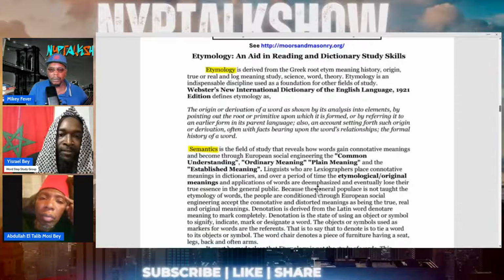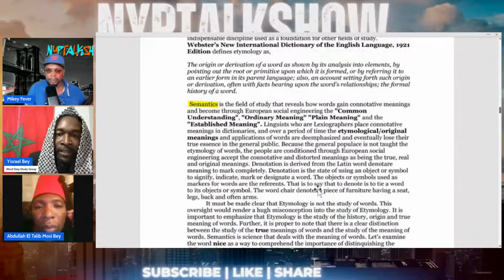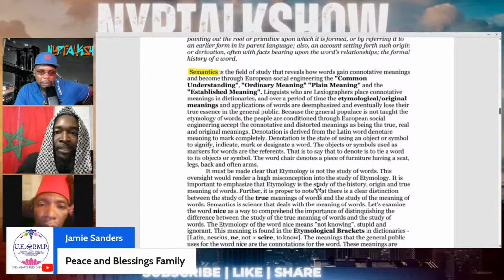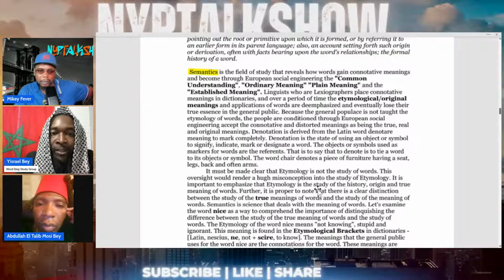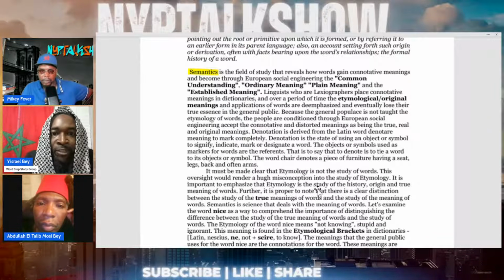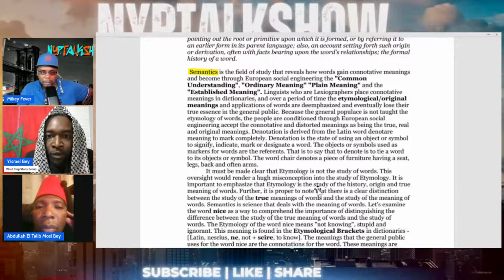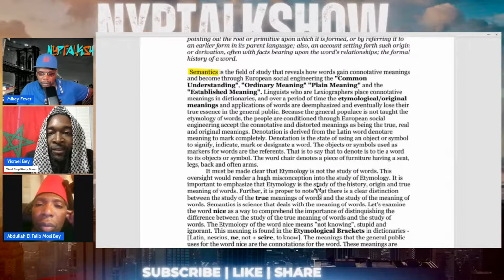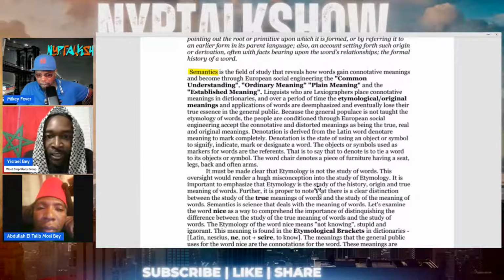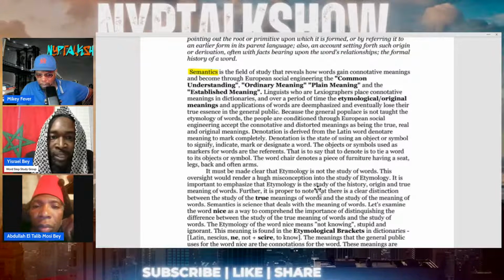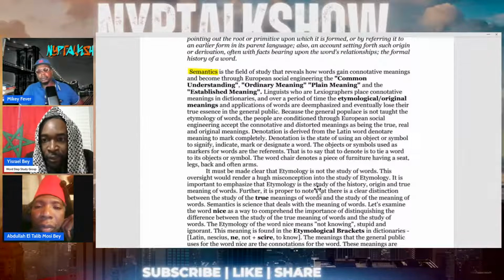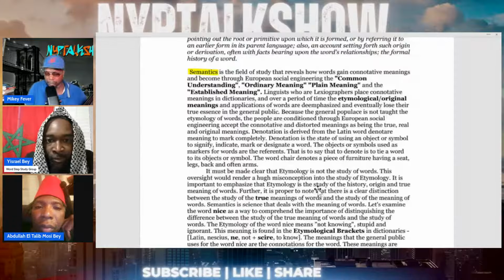And then we have semantics. Semantics is the field of study that reveals how words gain connotative meanings and become, through European social engineering, the common understanding, ordinary meaning, plain meaning, and the established meaning. Linguists who are lexicographers place connotative meanings in dictionaries, and over a period of time, the etymological, original meanings and applications of words are de-emphasized and eventually lose their true essence in the general public.